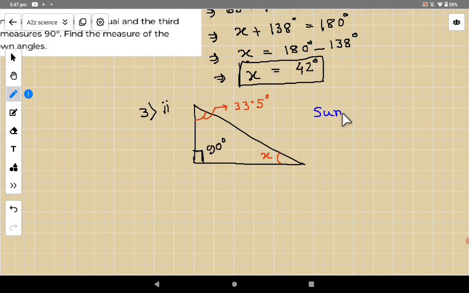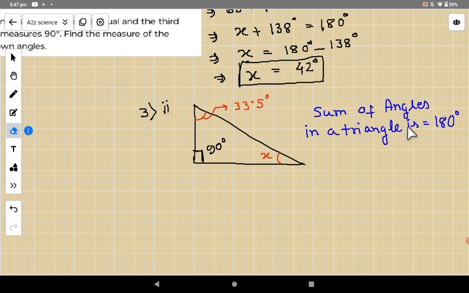See, again I am writing the properties. Sum of angles in a triangle is 180 degree. You don't need to write is, as I am giving the symbol equals to. So x plus 33.5 degree plus 90 degree is equals to 180 degree. Any triangle, the sum of its angles will be 180 degree.